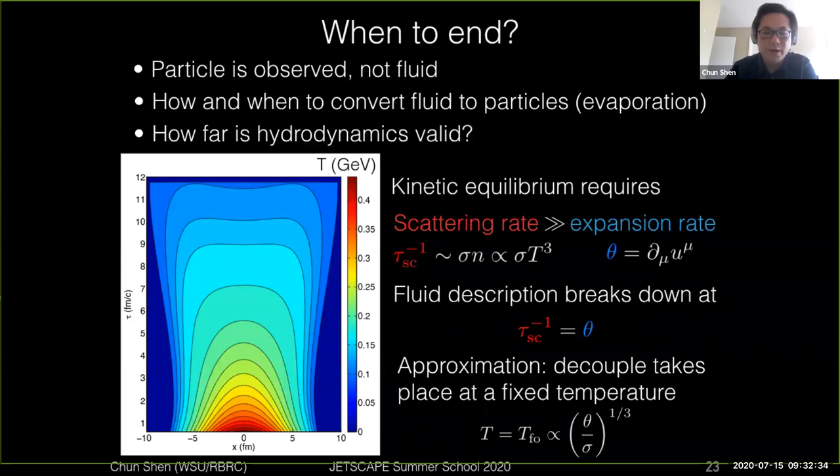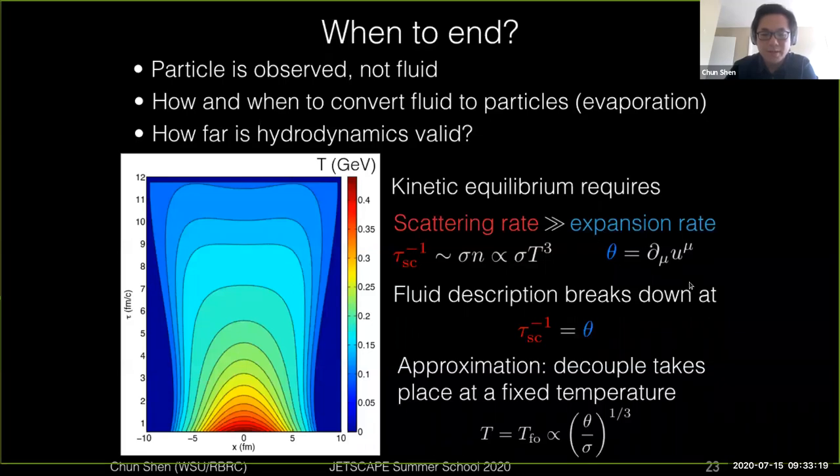You can try to estimate the kinetic equilibrium requirement as saying that the underlying scattering rate between particles needs to be much larger than the system expansion rate. When they are roughly equal to each other, that's when the system will go out of kinetic equilibrium, or you will say it goes to kinetic freeze-out. The scattering rate you can consider as the inverse of the scattering time, which is proportional to the cross-section times the particle number density. If you estimate the density to be about temperature cubed, you will get about sigma times T cubed as the scattering rate.